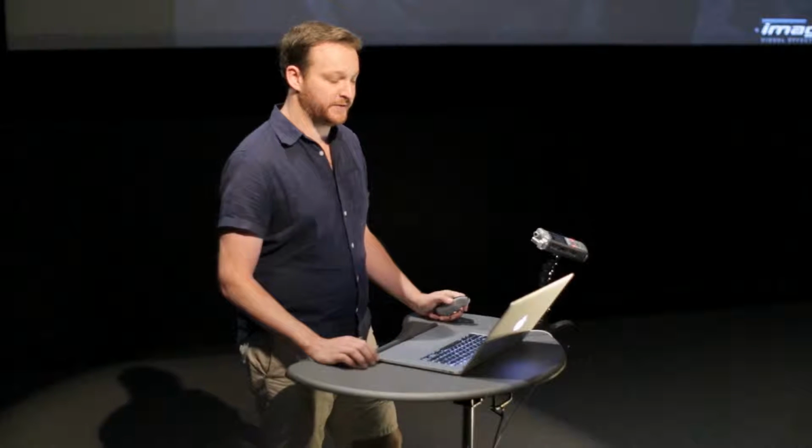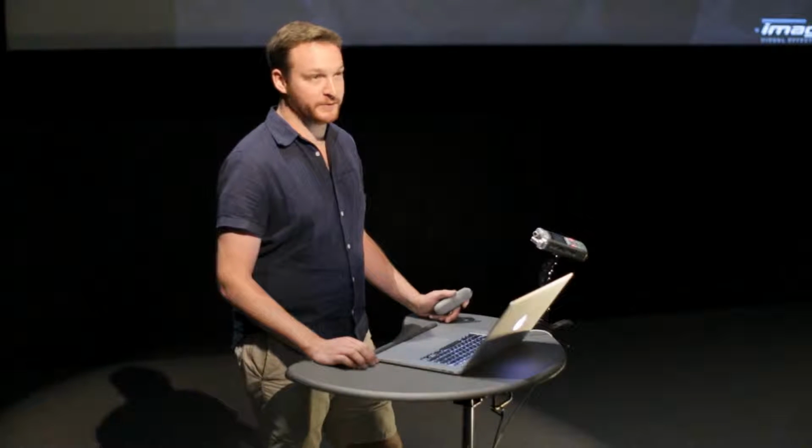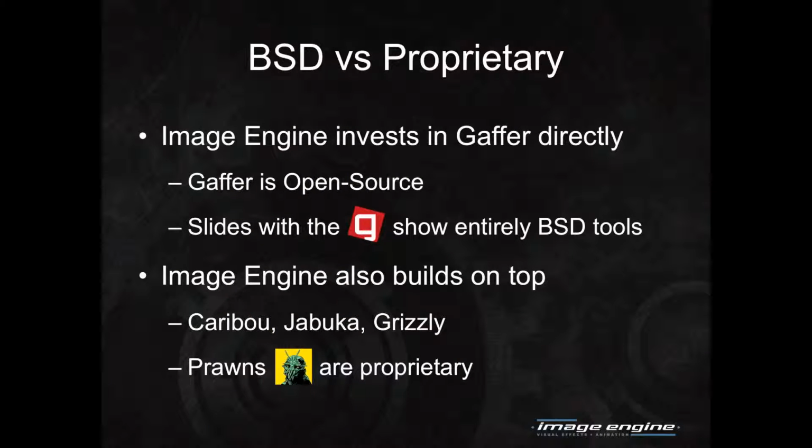Whenever we give presentations, there's always a bit of confusion about what's open source and what isn't. So I try to use icons in my presentations to clarify. If you're ever wondering, you can look in the upper right corner, and there's either going to be the Gaffer G logo, which means that all tools and concepts on the slide are completely open source, or you're going to see the Image Engine prawn, which means that there's something proprietary. Some of those slides might still contain open source tools, it's just that something there is proprietary.